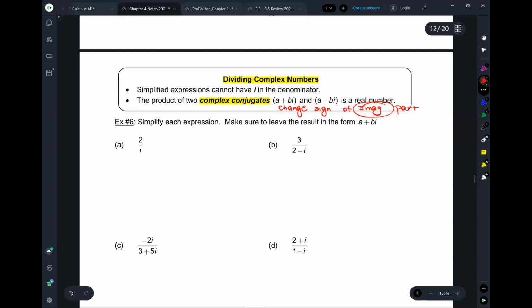Okay, so if I have 2i, what would be the complex conjugate of it? Negative 2i. Okay, if I have negative 5i, what would be the complex conjugate? 5i. If I have 1 minus i, what would it be? 1 plus i. Not both, just the imaginary part. Okay, so to get rid of the i in the denominator, you have to multiply by the complex conjugate.